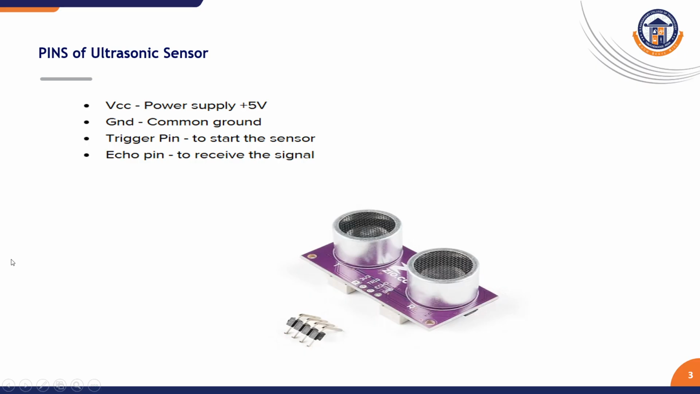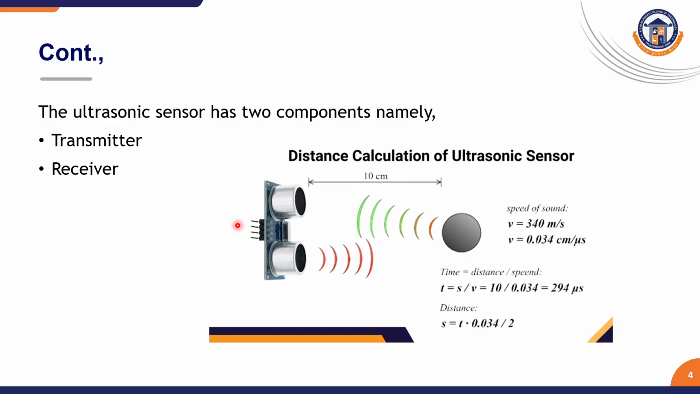So look at the diagram of the ultrasonic sensor. There are two portions here. One is a transmitter and another one is a receiver. And there are 4 pins in the ultrasonic sensor. One is the supply, another one is the ground, one is a trigger pin to start the sensor, and another is an echo pin to receive the signal from the receiver.